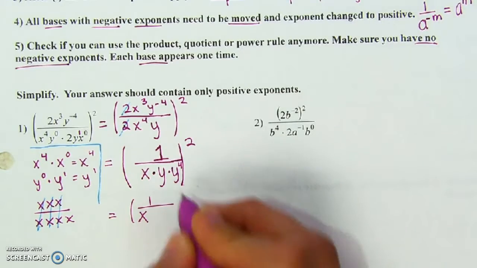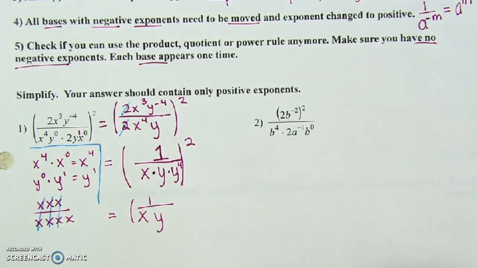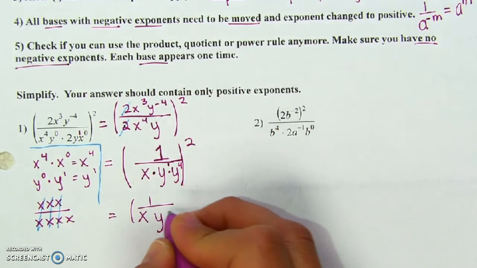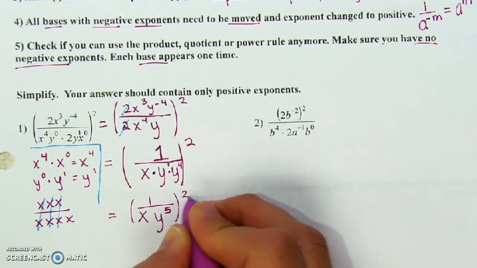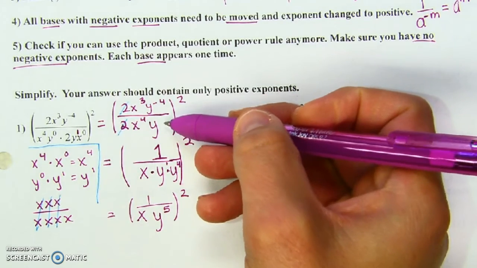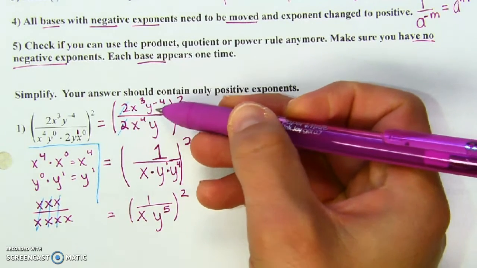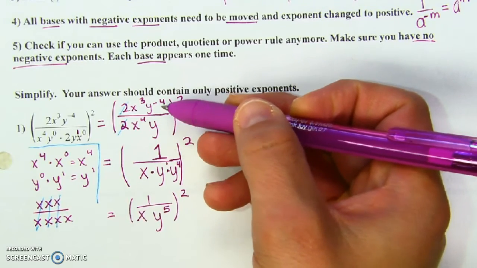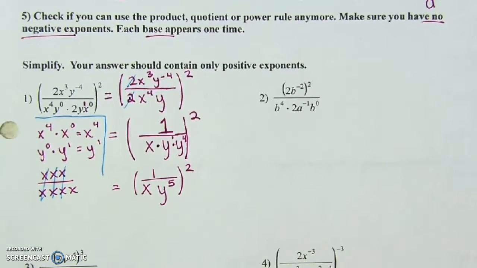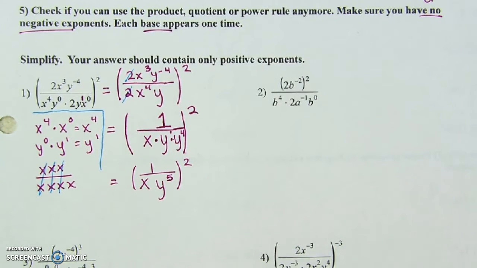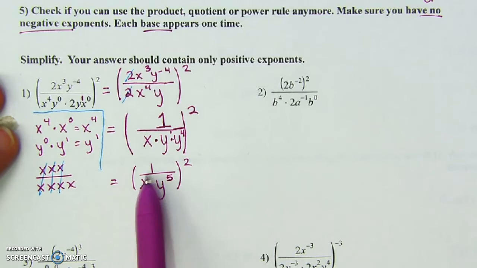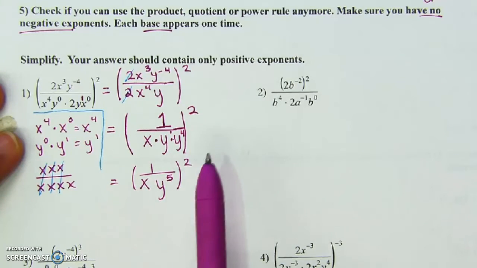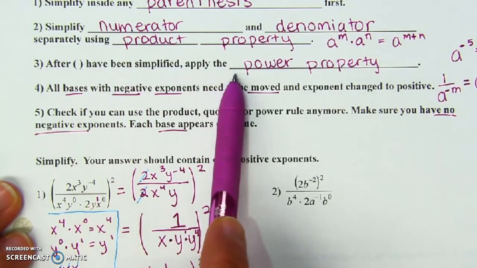Now, what do you say our power of y is in the denominator there? If we have y to the 1 times y to the 4, it's going to be y to the 5. Could you have figured that out here? Yeah, you could have done 1 minus negative 4. 1 minus negative 4 would be 1 plus 4, which is 5, but one step at a time. Okay, do you agree that this is all the way simplified inside the parentheses? Yes. So after the parentheses have been simplified, apply that power property.